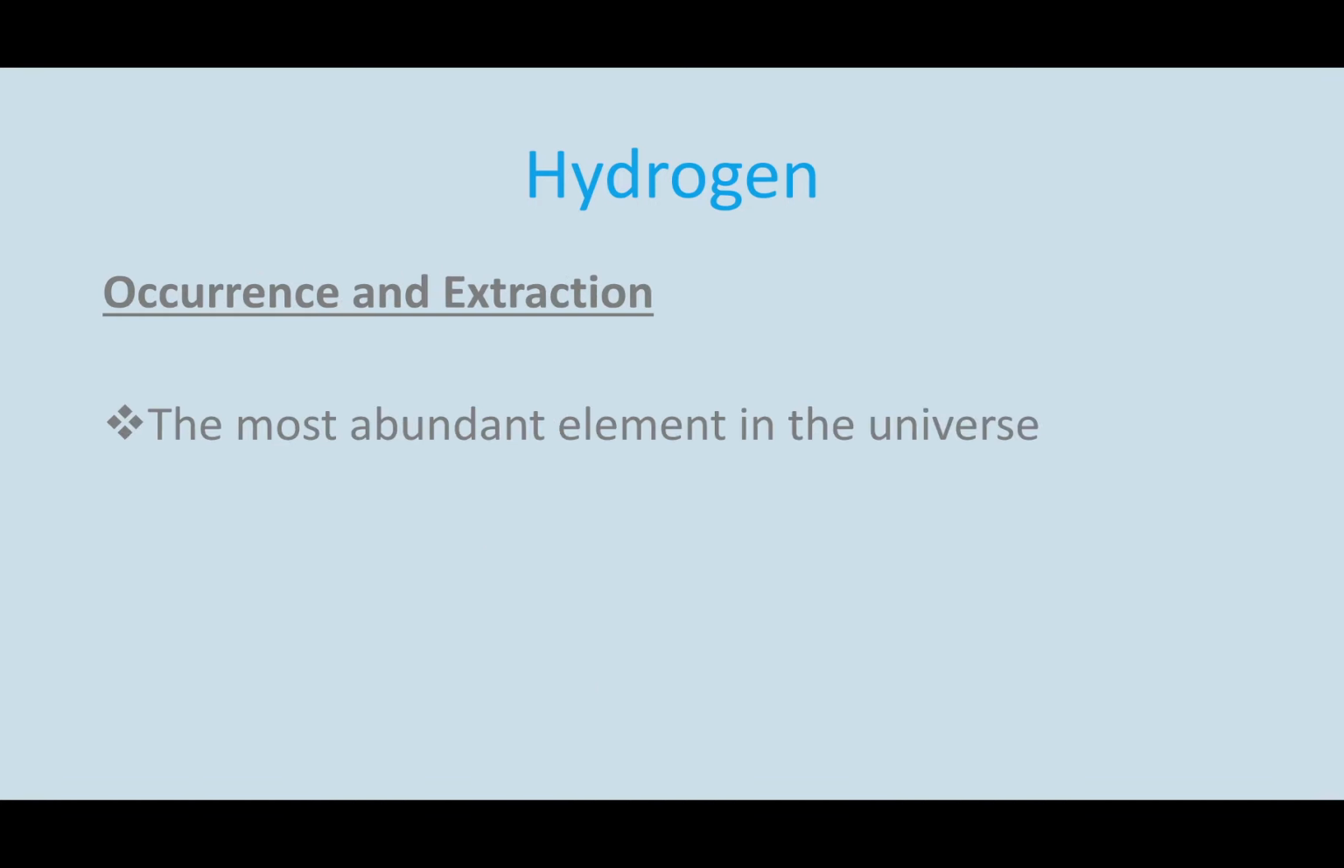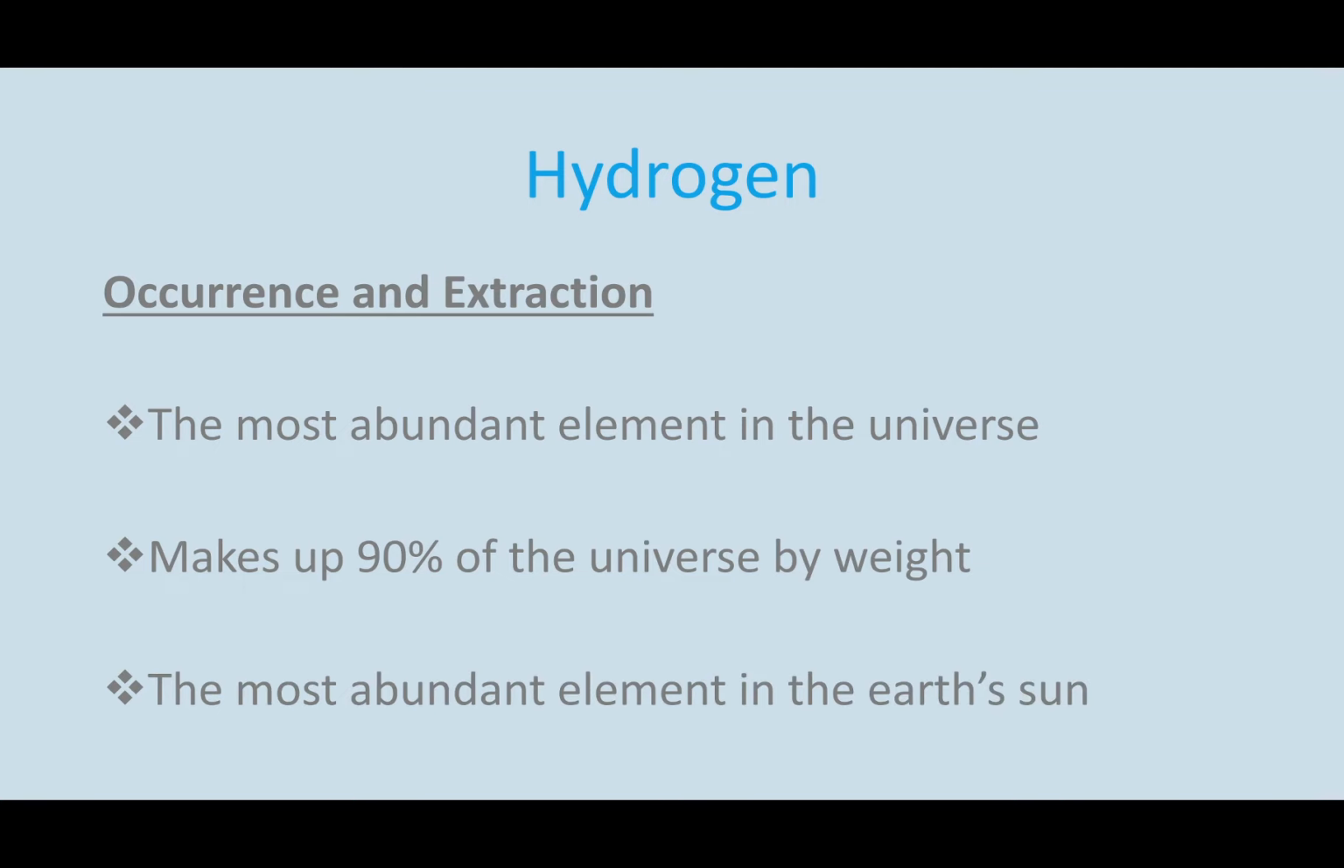Occurrence and extraction. So hydrogen is the most abundant element in the universe. It makes up about 90% of the universe by weight. So it's in everything. It's in water. It's a large component of water. And if you're looking at the Earth's sun, it's the most abundant element in the sun. Part of that applies to why you can kind of see like the flames and the reactivity of the sunburst, right? It's just hydrogen gas.